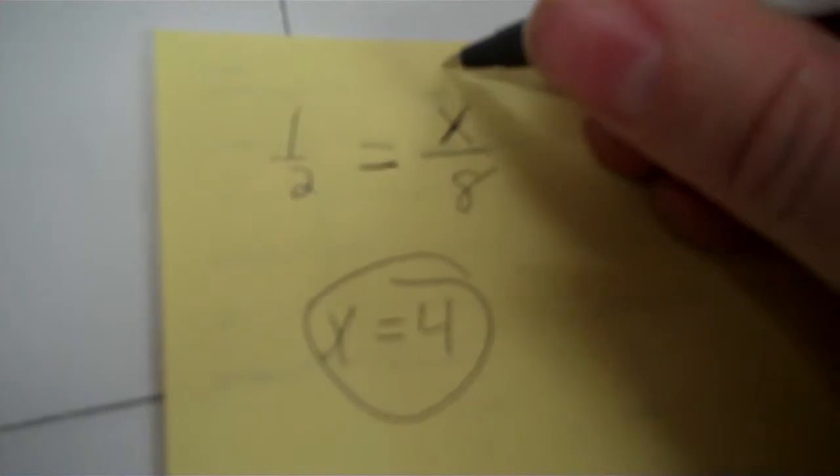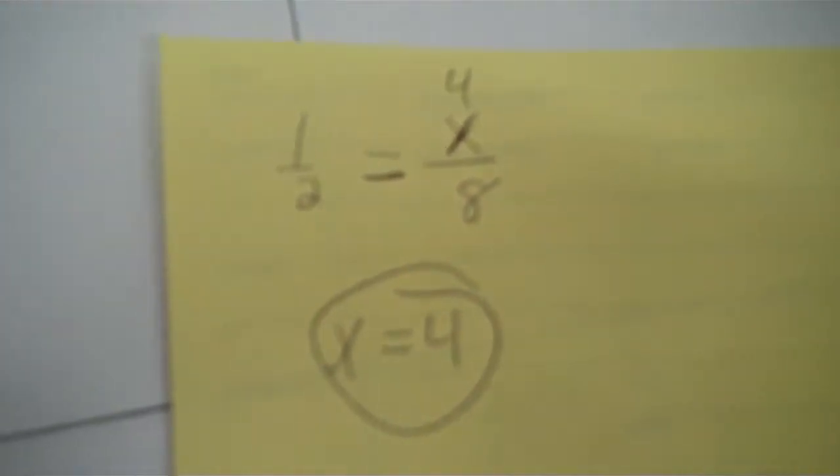Okay, I want to find what number x would represent in that problem. Find what x equals. Well, 2 times 4 is 8. 1 times 4 would be 4, so x would have to be 4, okay? Because 1/2 would equal 4/8. If you get 1 out of 2 on a test, that's the same percent as if you get 4 out of 8.